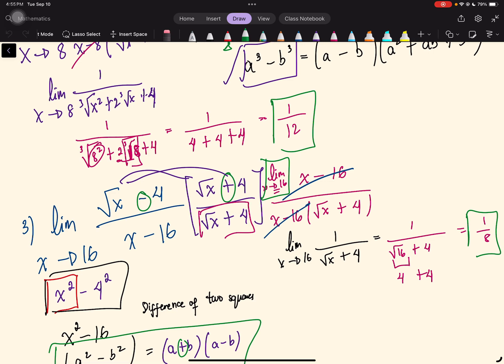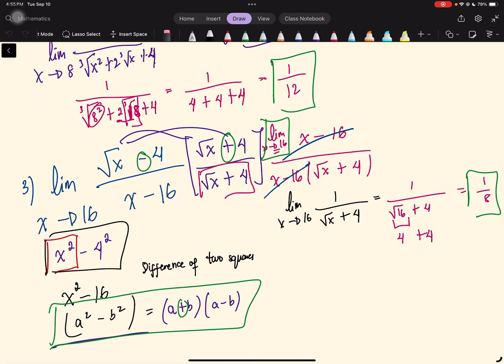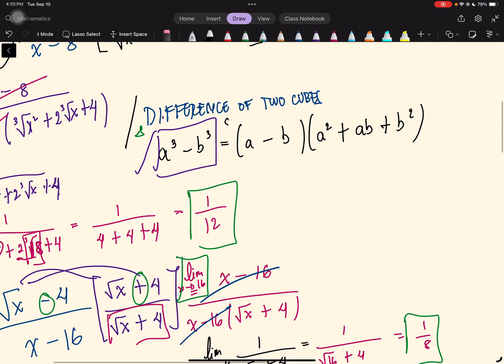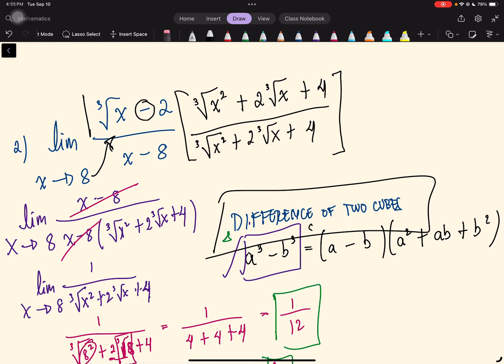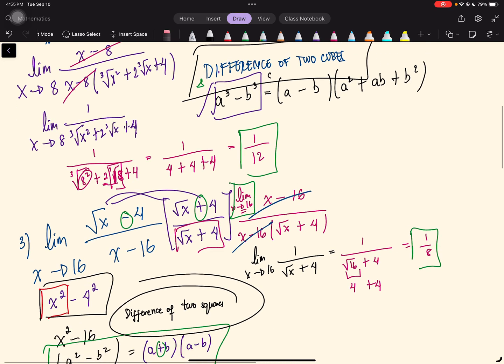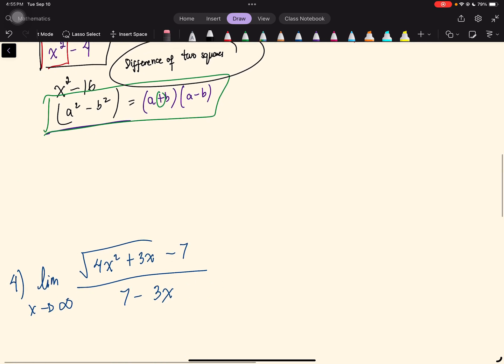Okay, again, I'm emphasizing the importance of familiarizing yourself to difference of two squares, perfect square trinomial, and then difference of two cubes. Okay? Para pag mini-encounter kayong ganito, hindi na kayo magpa-plot ng tables. Alam nyo siya kung paano i-solve. Alright? So let's move on to the next problem.